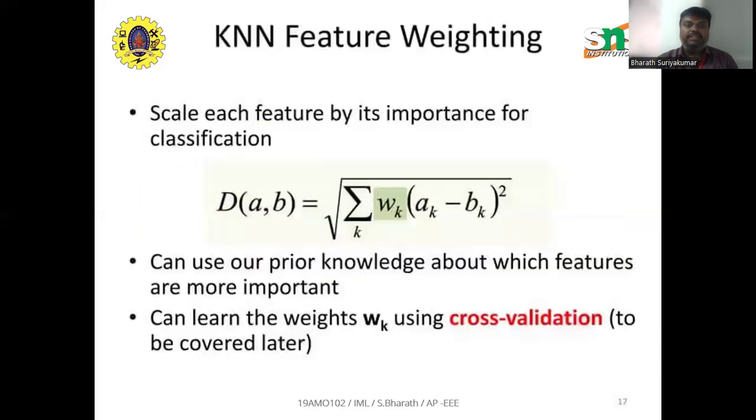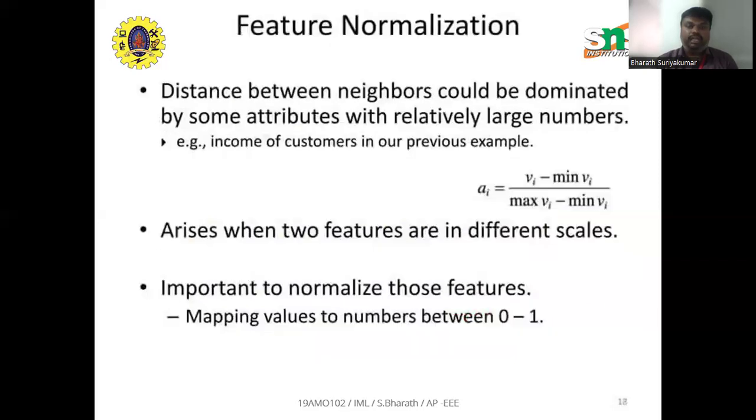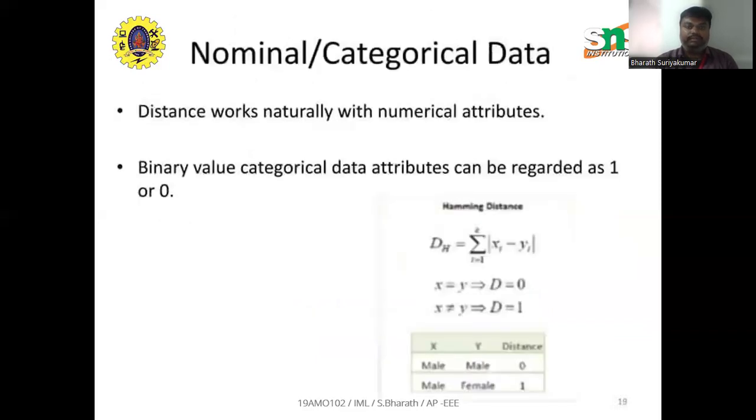KNN feature weighting: scale each feature by its importance for classification. d(A, B) equals the square root of the summation over k of w_k times (A_k minus B_k) the whole squared. We can use our prior knowledge about which features are most important, or learn the weights w_k using cross validation, to be covered later. Feature normalization can be used because the distance between neighbors could be dominated by some attributes with relatively large values. An example is given. It is important to normalize those features, mapping values to numbers between 0 and 1.